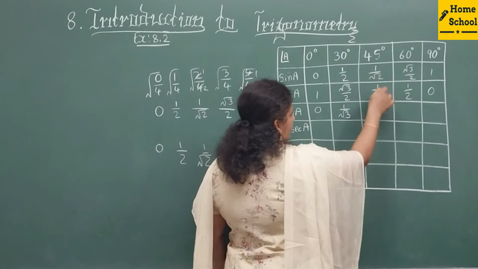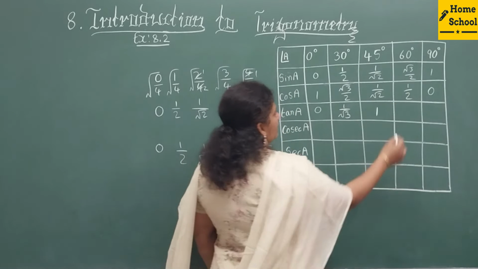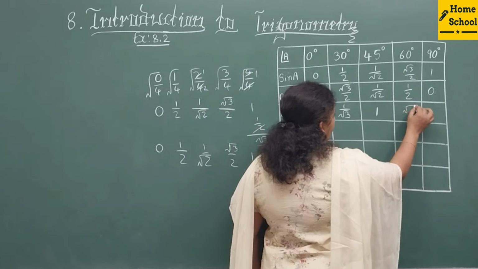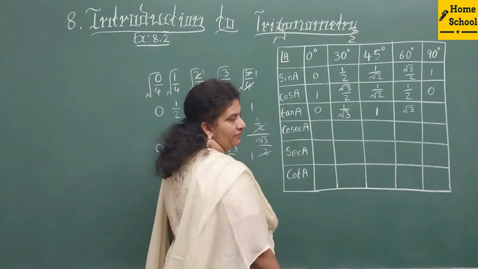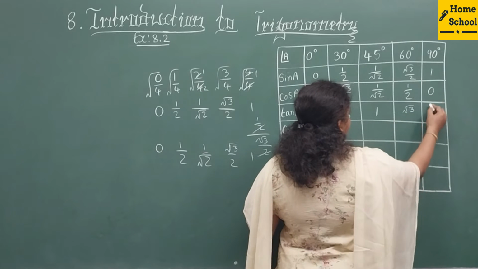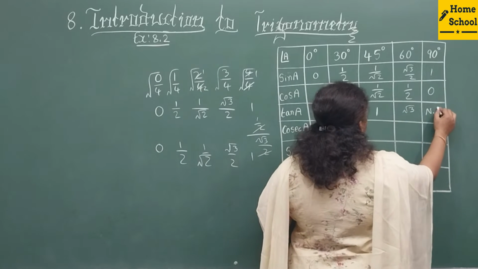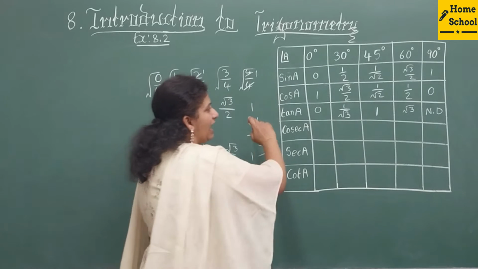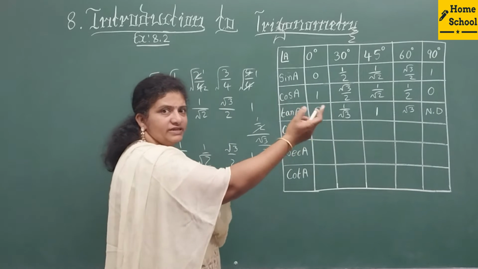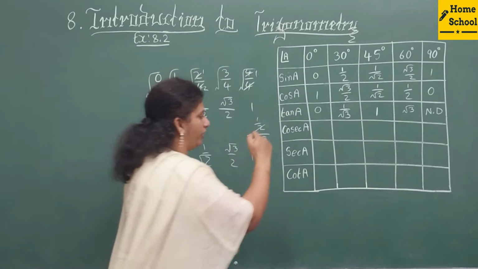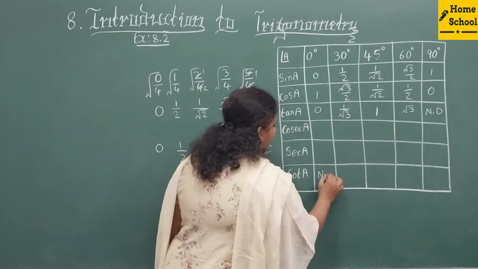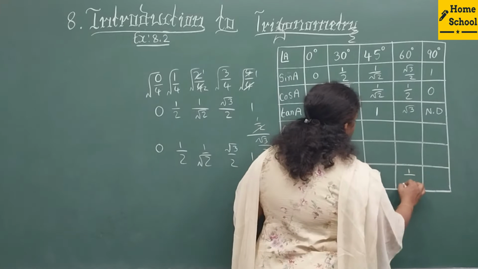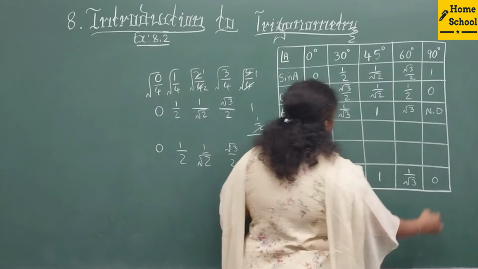Root 2 cancels, so 1 by 1 is 1. In the same manner, if I divide these two, the 2s will cancel, so root 3 by 1 is root 3. And 1 by 0 is not defined, or you can write infinity. The tan line you got, just write in reverse order for cot: not defined, root 3, 1, 1 by root 3, 0.